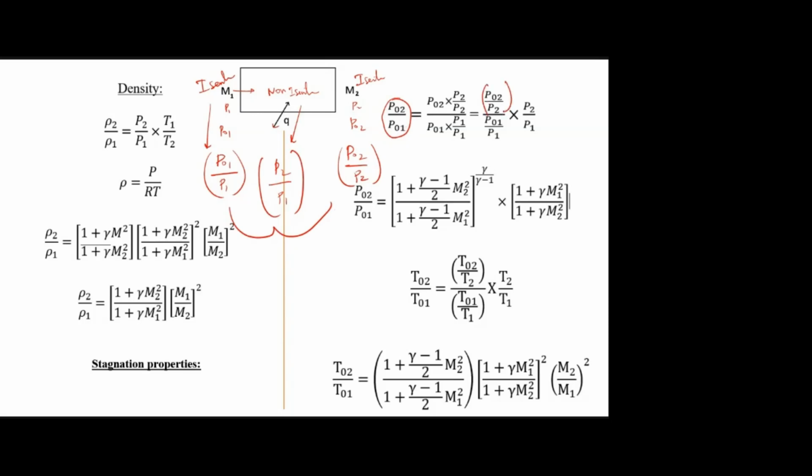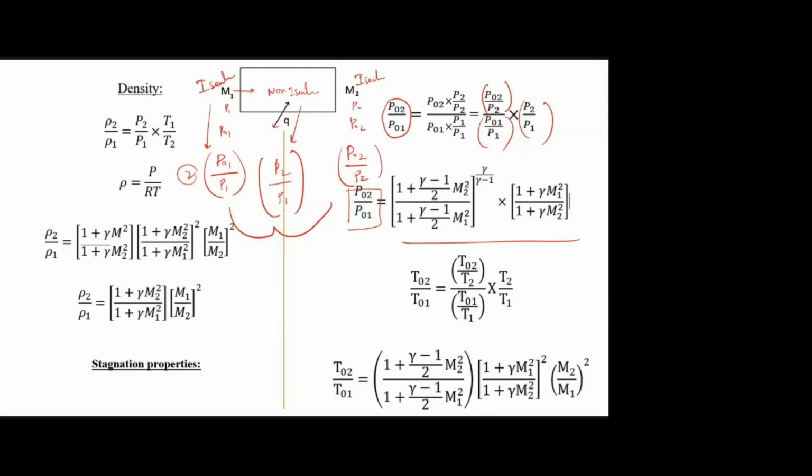So using these three, I am finding the P02 by P01 ratio. So P02 by P2 into P2 by P1 into P1 by P01. Using these three ratios, okay, I am finding the P02 by P01 relation in terms of Mach number. Is it clear?